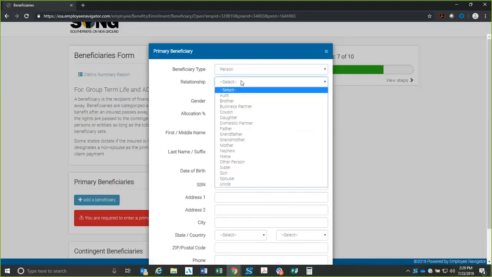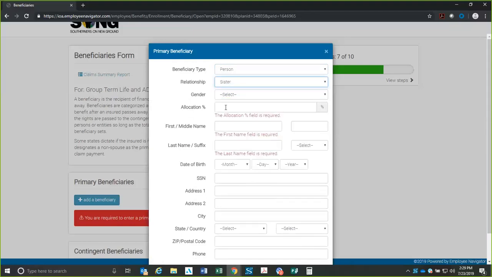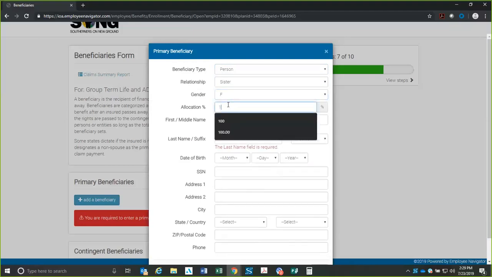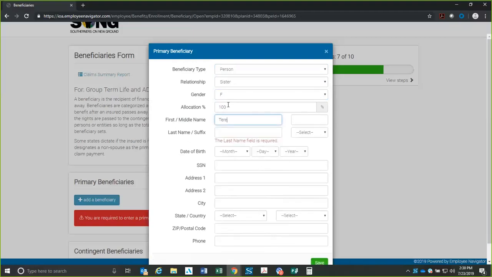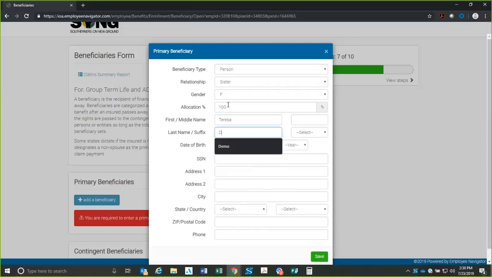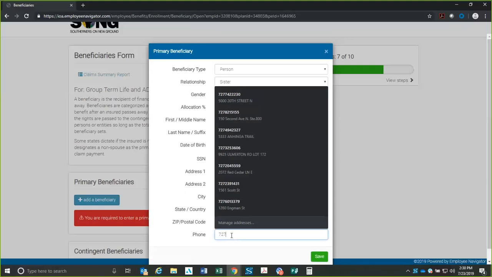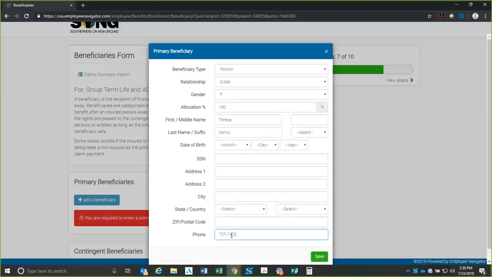So it wants a relationship. None of this is required, but I always recommend putting as much information in here as possible, because how will we be able to contact your beneficiary if you don't give us at least a phone number or an address so we can do that? All right, and we will put that in there and hit save.